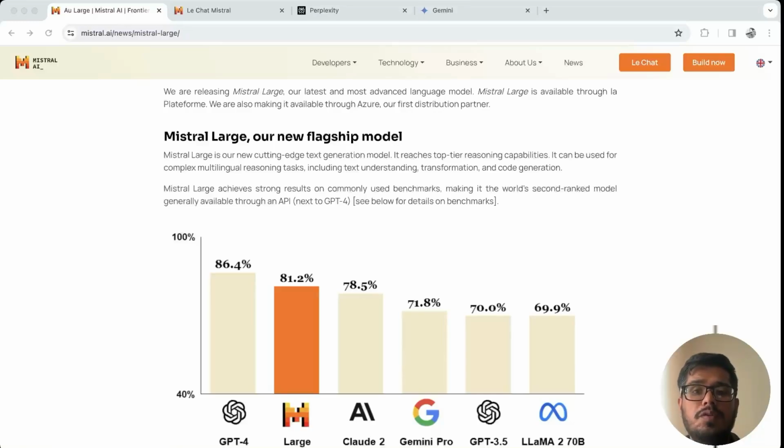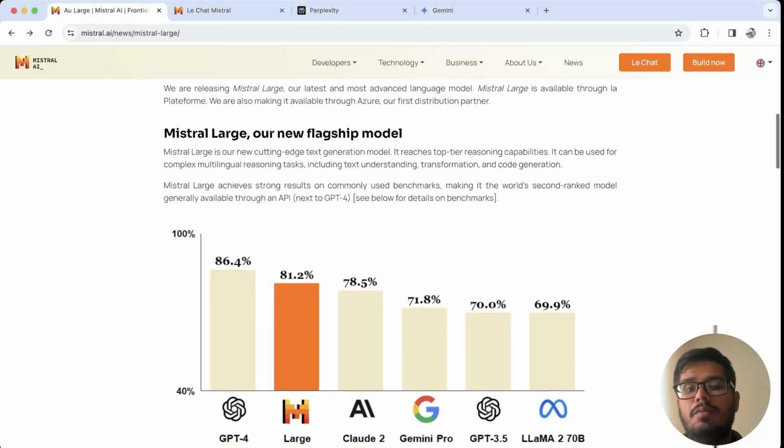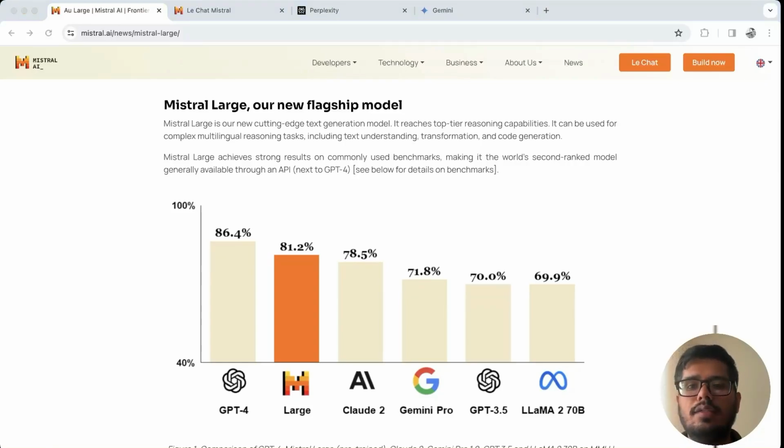So I have good news and bad news. There's finally a model that is almost as good as GPT-4. The other good news is this was released by the company that created Mistral 7B, which was an open source model. And the bad news is that the same company that released an open source model and went viral, I don't think they have plans to continue open source anymore.